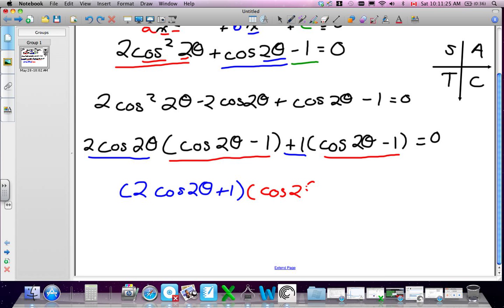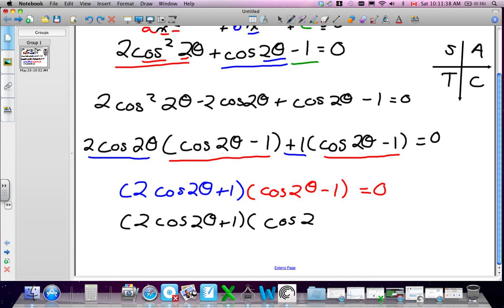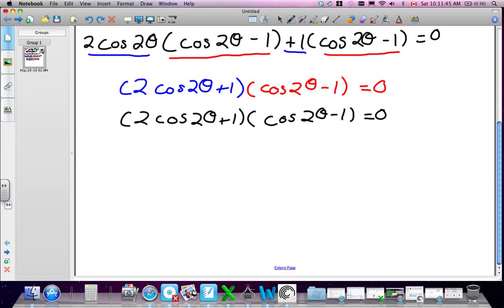So let's put this back in black. So 2 cos 2 theta plus 1, times cos 2 theta minus 1 equals 0. Okay, so what would you do from the next step? Do you know? You set them to 0 to find the roots.